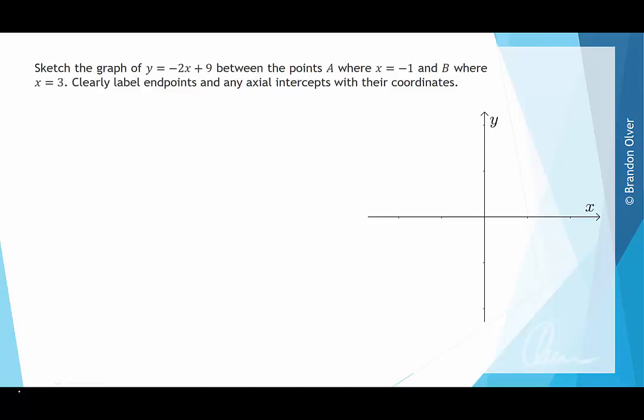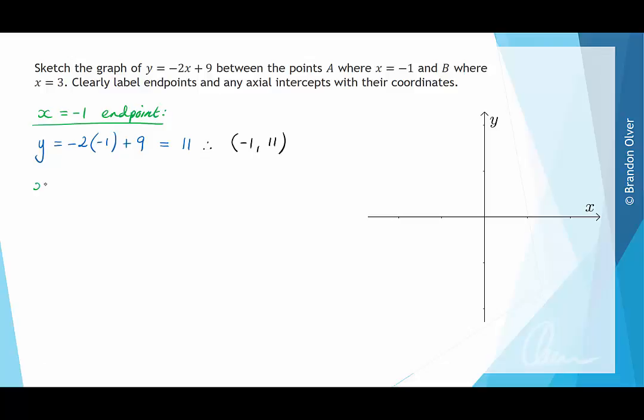For this question, we're going to sketch the graph of y equals negative 2x plus 9 between the points A, where x is equal to negative 1, and B, where x is equal to 3. So the first thing we're going to do is find the coordinate when x is negative 1. To do this, we're going to sub x is equal to negative 1 into our equation. So we're going to have y is equal to negative 2 times negative 1 plus 9. And now negative 2 times negative 1 is positive 2, so positive 2 plus 9 is equal to 11. Therefore, on our graph, we have the coordinate negative 1, 11 as one of our endpoints.